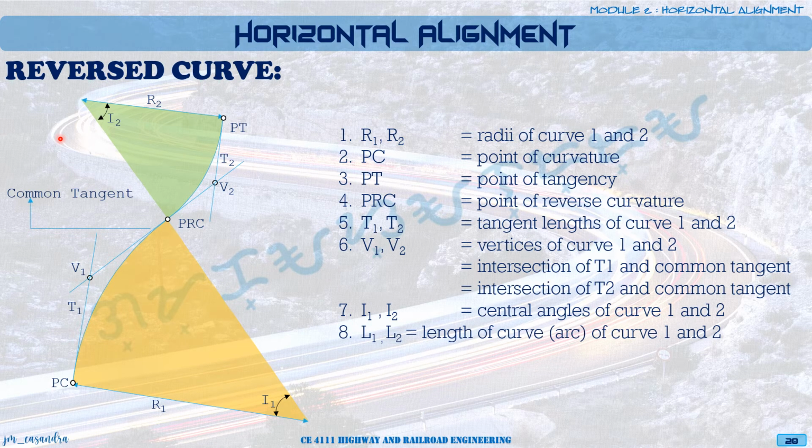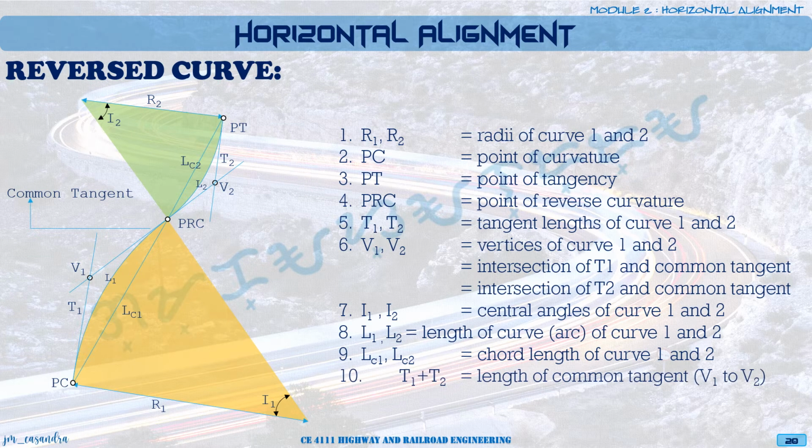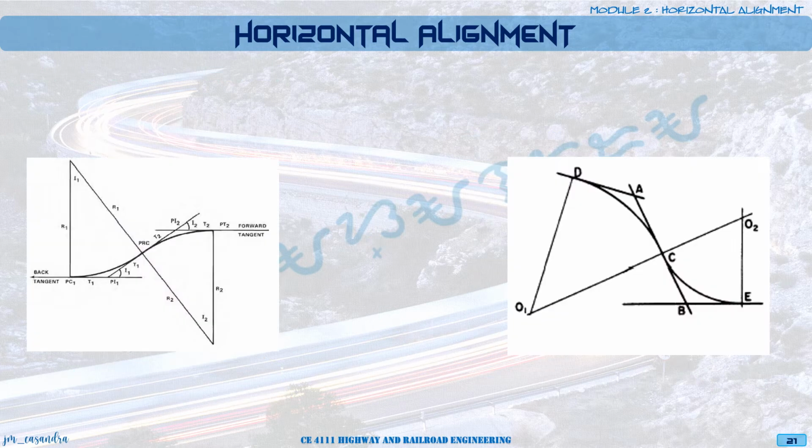Then we have our length of curves, or the arc length, curve 1 and curve 2. L1 is curve 1, L2 is curve 2 length. Then we also have LC1, LC2, which is the chord length, so the linear distance between PC and PRC is LC1, and the linear distance between PRC and PT is LC2. Then for the length of the common tangent, that's equal to T1 plus T2, as I have said. So that's V1 to V2.